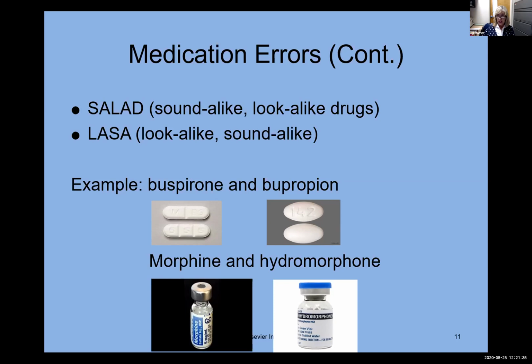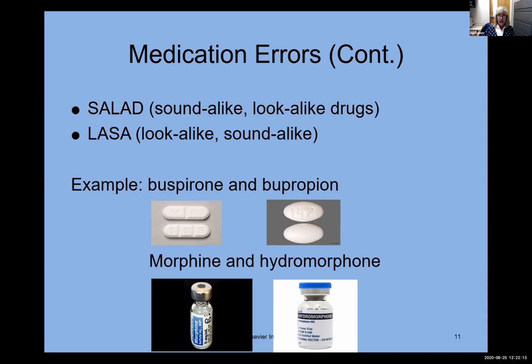And this is another one, and very dangerous. So you've got morphine and you've got hydromorphone. Both come in vials. Both are clear liquid. Hydromorphone is 7 times as potent as morphine. So if you've got an order to give 1 milligram of morphine and you accidentally draw up 1 milligram of hydromorphone, then we could have a problem with our patient. So be very aware of look-alike, sound-alike medications.